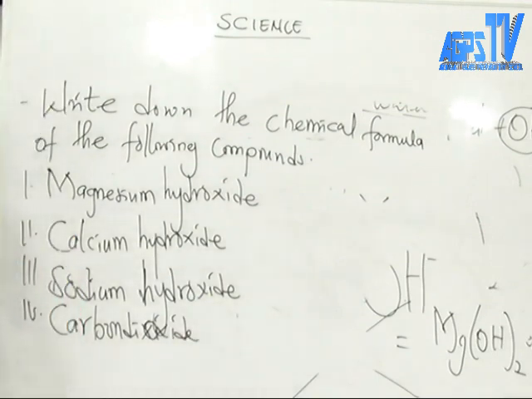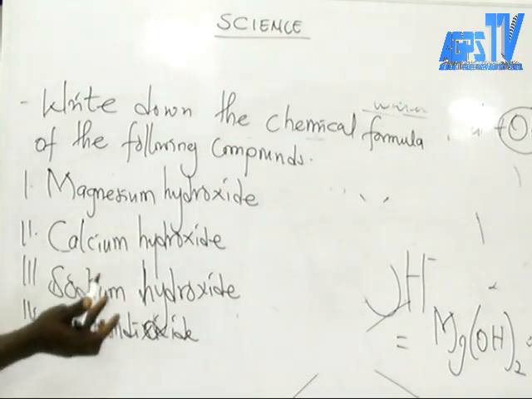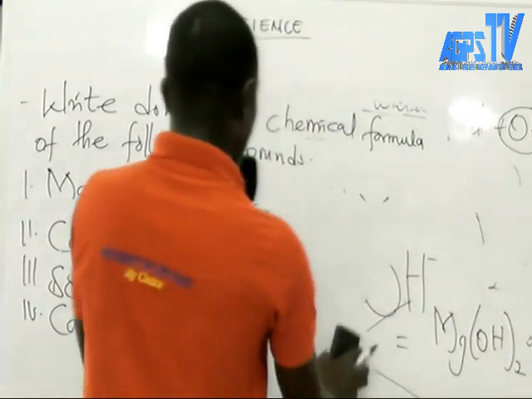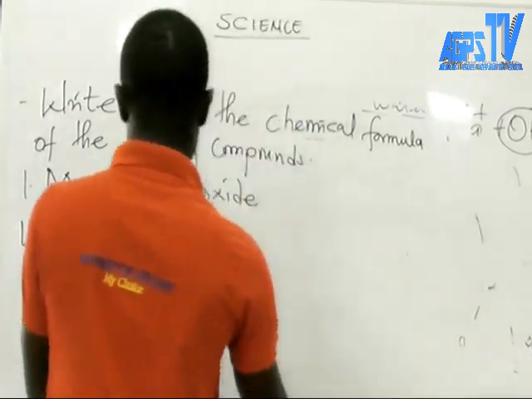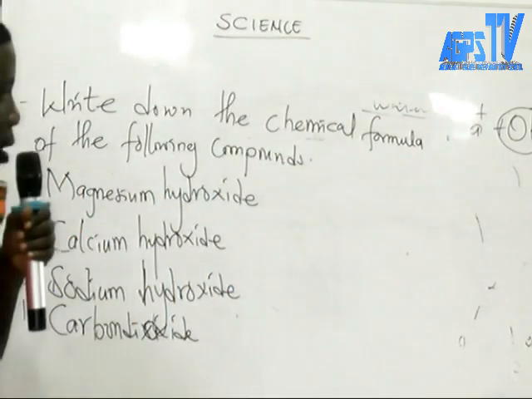So we have some examples on the board. Write down the chemical formula of the following compounds. They can give you in this form, and you have to write down their chemical formulas. That is why I gave you numerous examples for you to understand. Because magnesium hydroxide, look at this one. If you don't know how to write the formula, you write it in this form.